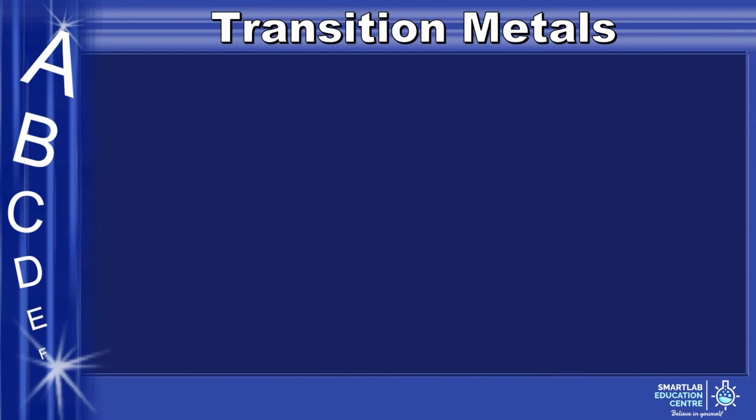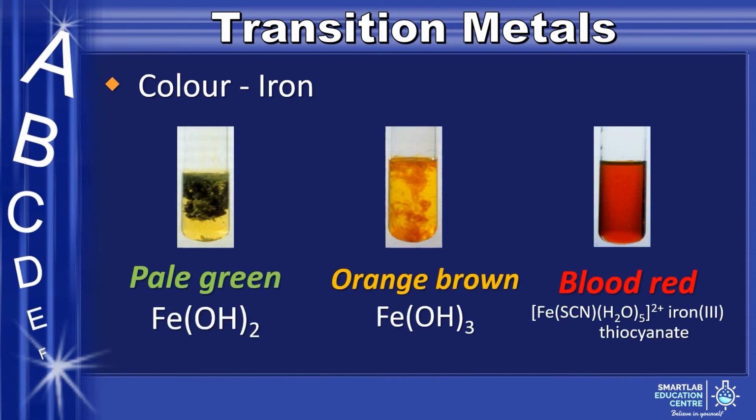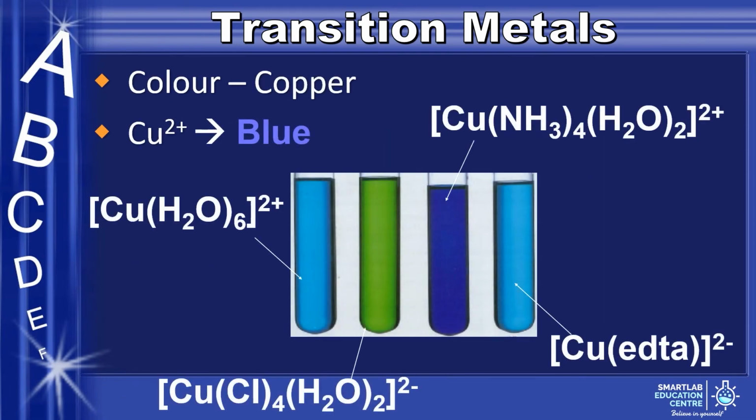An example of a transition metal is iron. Below shows the several colors that iron compounds can take. Another transition metal is copper, with copper 2+ having a blue color, and the complexes of copper formed have several shades as seen in the diagram below.